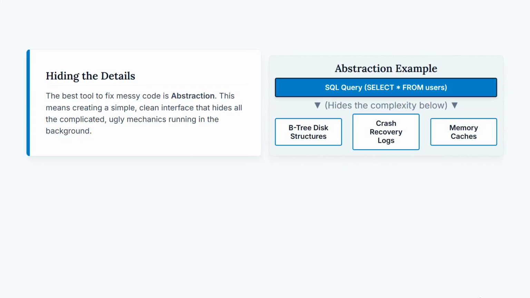Look at the diagram on the screen for a software example. When you write a simple SQL query to fetch a user, that is a clean abstraction. That one simple line of code hides massive complexity. Underneath, the database is actually scanning hard drives, managing computer memory, and writing crash recovery logs. Because the database hides that complexity, your life as a developer is much simpler.